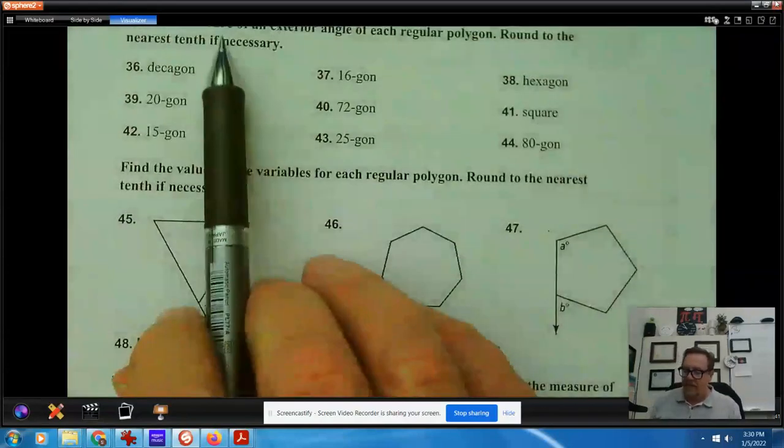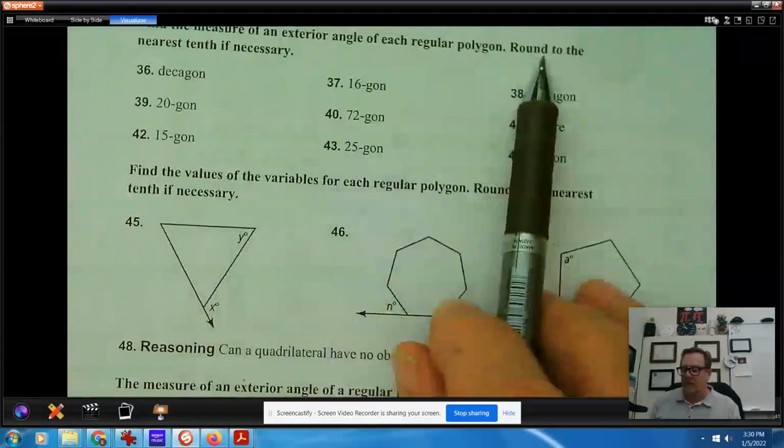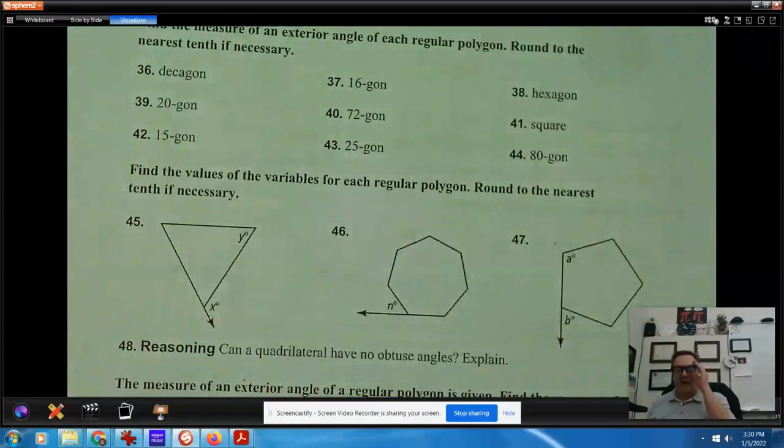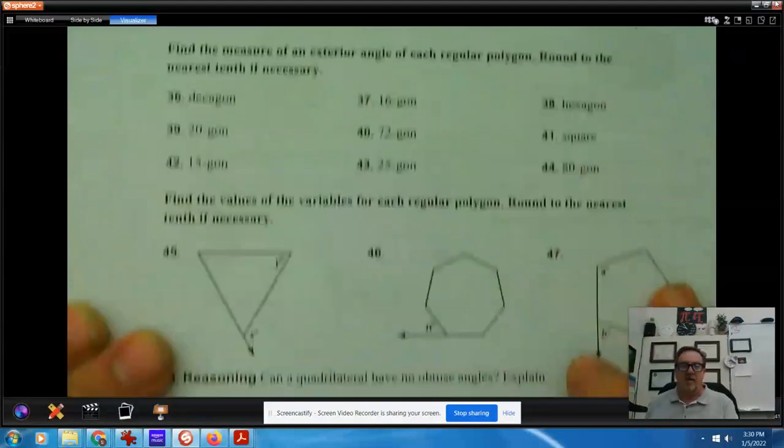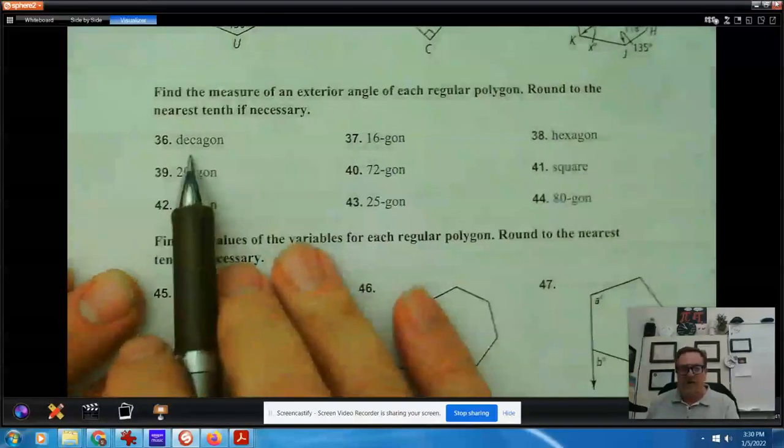Find the measure of an exterior angle of each regular polygon and round to the nearest tenth. The thing is, if you add up all the exterior angles, no matter how many sides there are, they add up to 360.